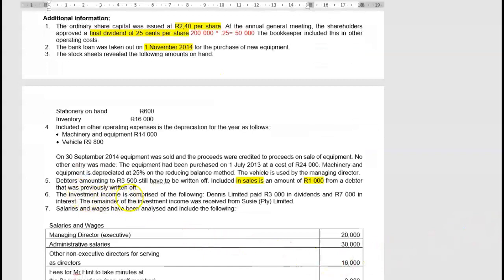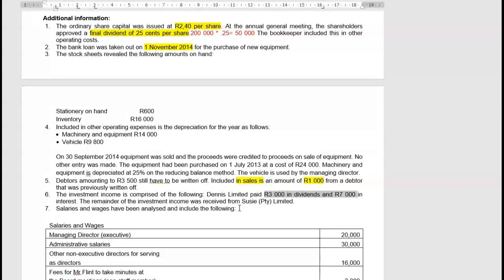The investment income comprised of the following. Dennis Limited paid 3,000 Rand in dividends and 7,000 Rand in interest. The remainder of the investment income was received from Suzy Pty Limited. Now, they don't ask us to do the note on investment income. If they did ask us to do the note, I would have to distinguish between income received from listed investments, and then distinguish between dividends received and interest received.